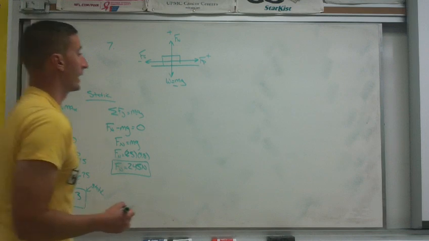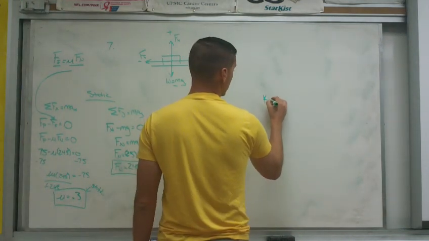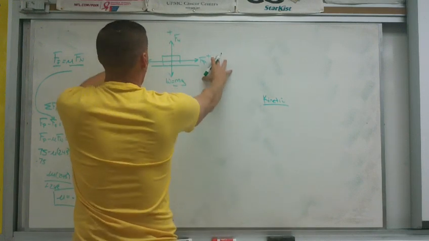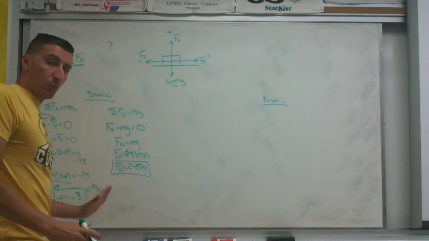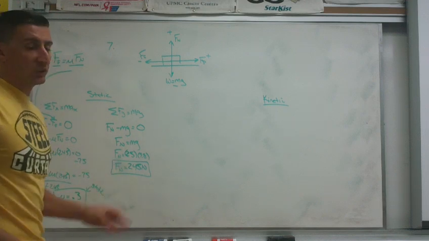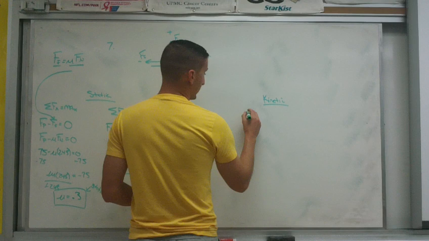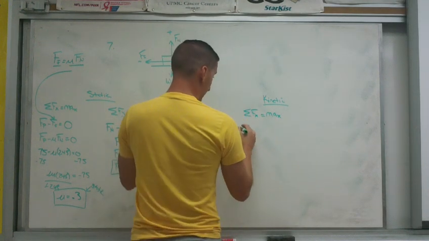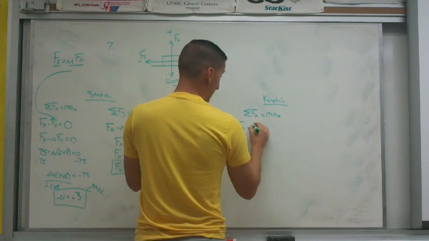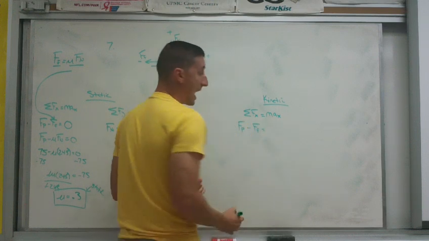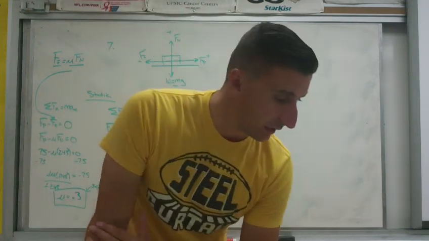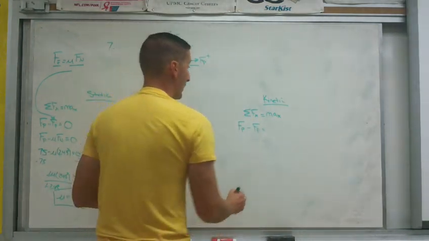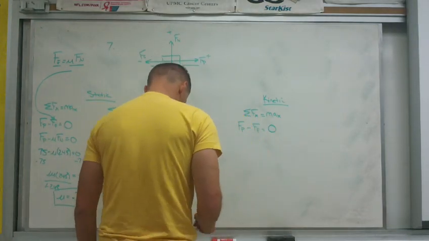All right, kinetic. So, same free body diagram. Nothing changes in the y, but now stuff changes in the x. So let's go ahead and write my x equation here. FP minus FF equals, now you ask yourself, is it accelerating? The problem says it's still moving at a constant speed. So that becomes 0 because it's moving at a constant speed.